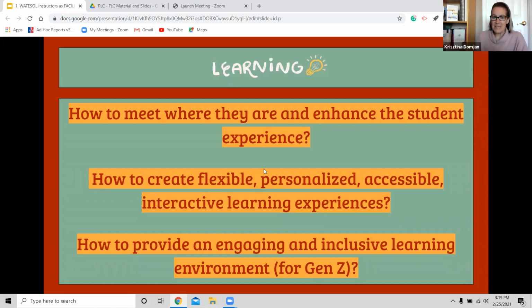All right, so let's see. How can we meet students where they are and enhance their learning experience? How can we create flexible, personalized, accessible, and interactive learning experiences, and how to provide an engaging and inclusive learning environment for Gen Z?